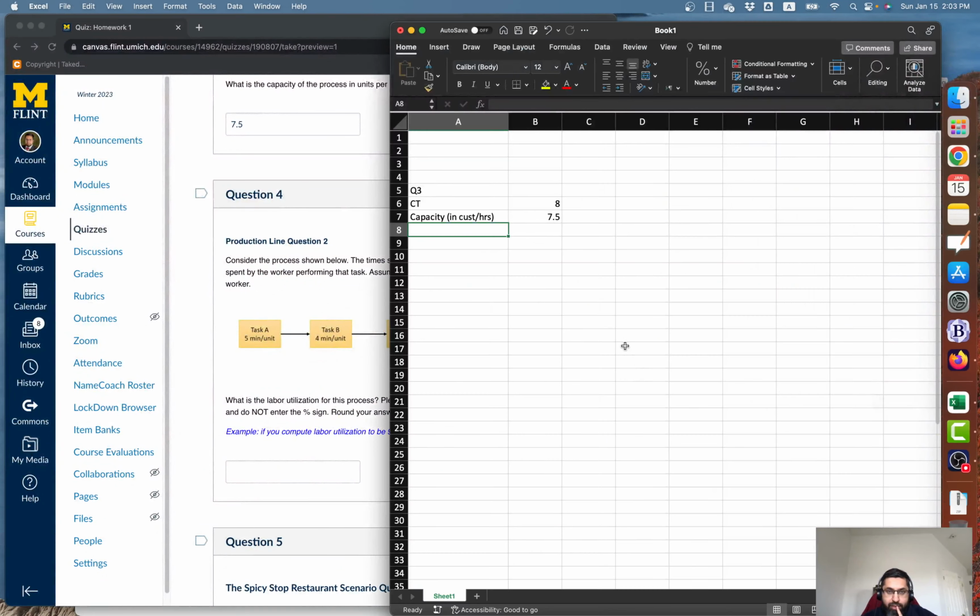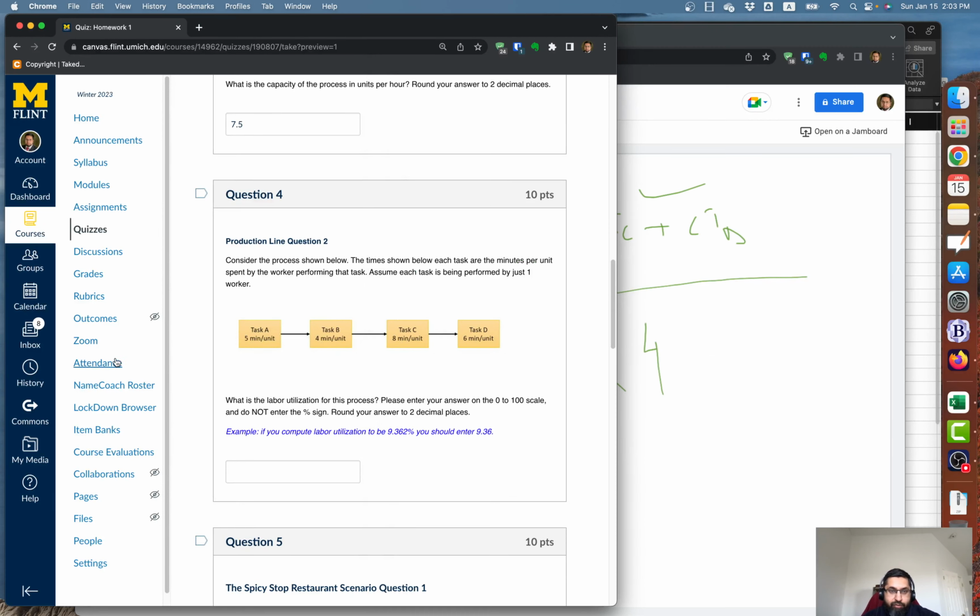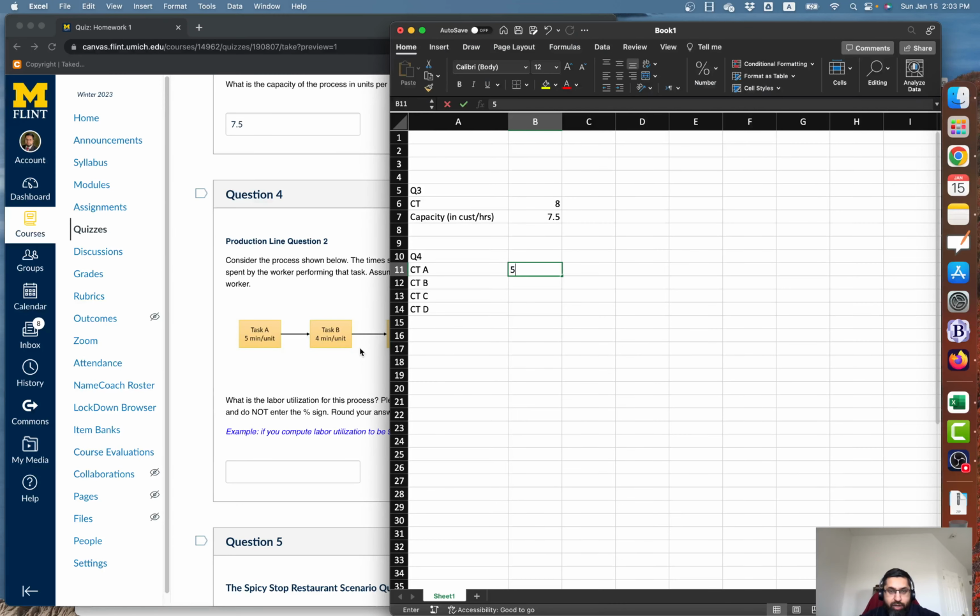Actually, let's do it in Excel. So this is question 4. Okay, so we do cycle time A, cycle time B, cycle time C, cycle time D. So let's list them here: 5, 4, 8, 6. Okay, so our labor utilization will be the sum of these numbers, so 5 plus 4 plus 8 plus 6, divided by the cycle time of the bottleneck, which is right here, times we have 4 steps, times 4.